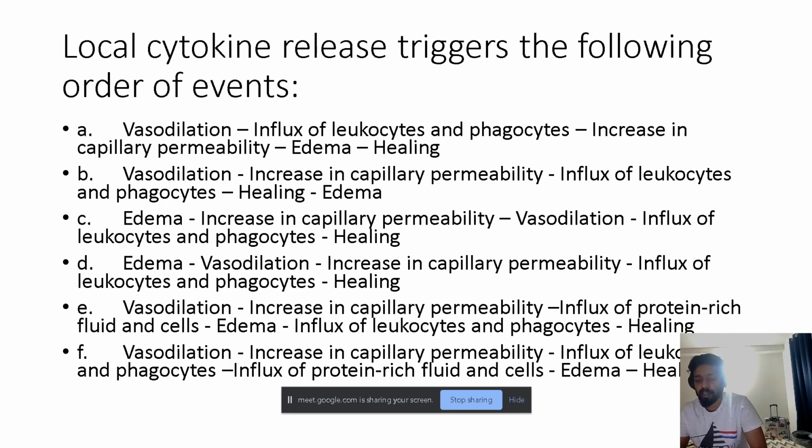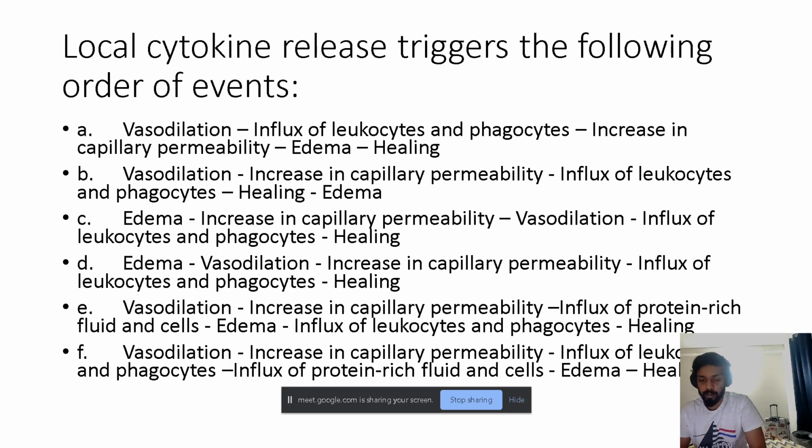Or vasodilation first, increase in capillary permeability, influx of protein-rich fluids and cells, edema, influx of leukocytes and phagocytes, and then healing? Or vasodilation first, increase in capillary permeability, then influx of leukocytes and phagocytes, then influx of protein-rich fluid and cells, and then edema and healing? Basically, they're asking us the order in which an inflammation response takes place in the body.